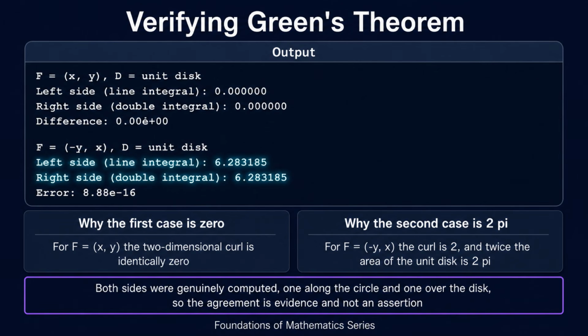First, the field f equals (x, y): its two-dimensional curl is identically 0, so the right-hand side is 0, and the line integral around the circle also comes out as 0. The difference is exactly 0.